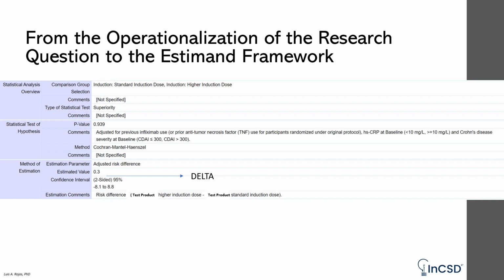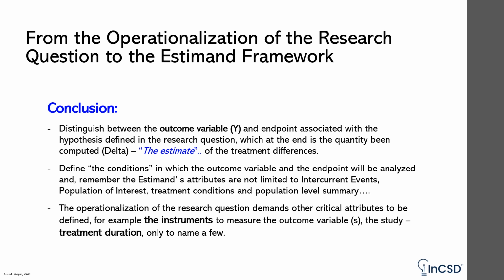So again, the variable and the endpoint cannot be confused, because the variable is associated with the patient-level outcome, and delta is associated with the hypotheses being tested during that particular clinical trial. To conclude, it is important to distinguish between the outcome variable, Y, and the endpoint associated with the hypothesis defined in the research question, which at the end is the quantity being computed, delta, the estimate of the treatment difference. We must define the conditions in which the outcome variable and the endpoint will be analyzed.